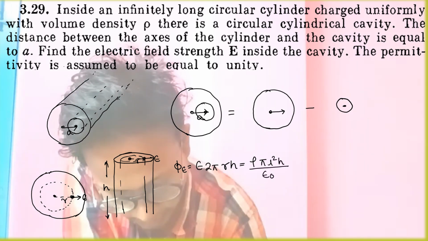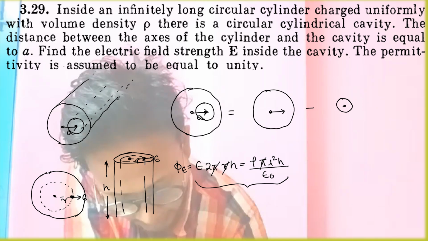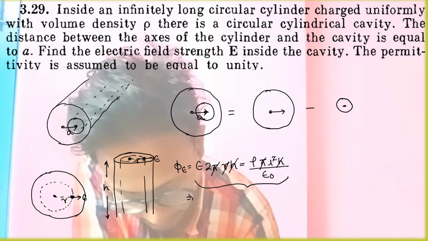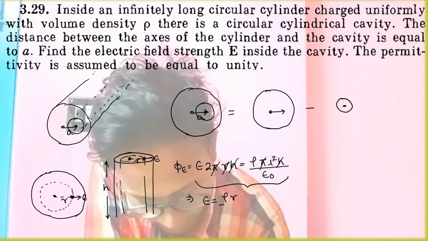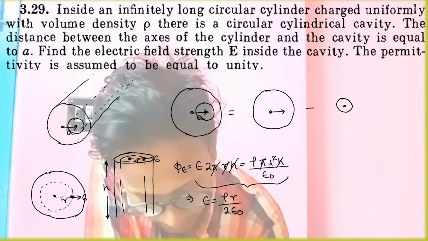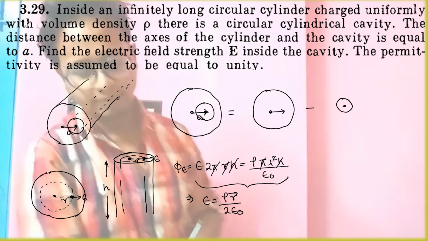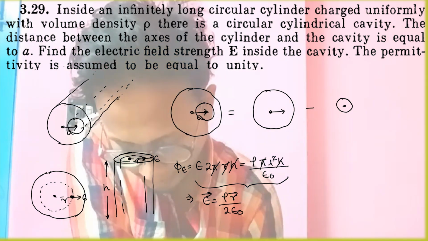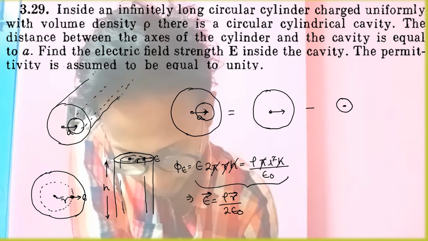Volumetric charge density into the volume of the cylinder, pi r square into h is the volume of the cylinder, divided by epsilon naught. Now if I take these two values, 2 pi would get cancelled, r and r square would get cancelled, h and h would get cancelled. So electric field should be equal to rho r by 2 epsilon naught, isn't it? Where r is the radial vector, and E is the electric field vector. So the direction of the electric field will be along the direction of the radius vector.